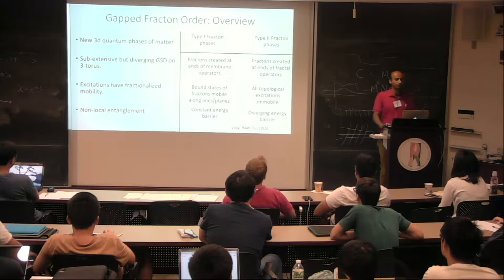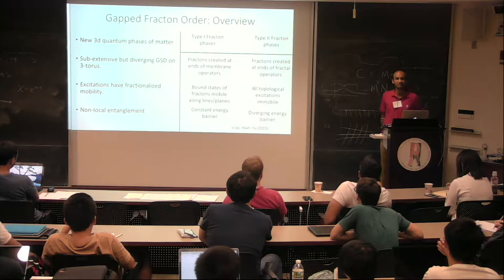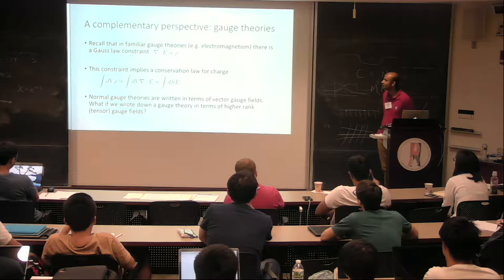Exactly solvable models have the virtue of being exactly solvable. You can look at them and understand exactly what happens. They have the disadvantage that the models themselves are pretty baroque, so it's hard to get a lot of intuition. So it's nice to have a complementary perspective. And the complementary perspective, which Michael Pretko identified, is given by gauge theories.